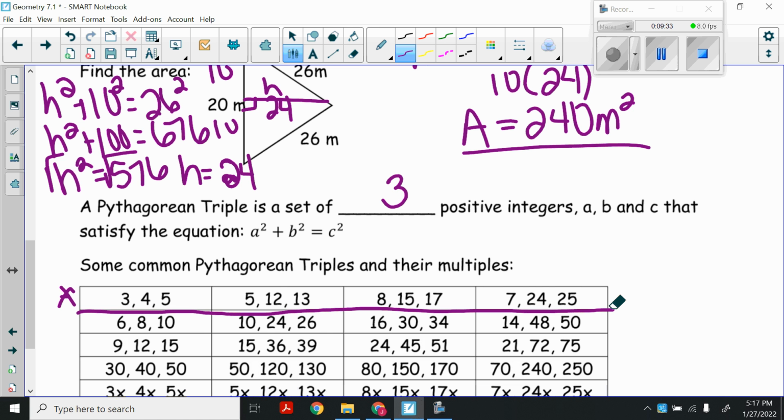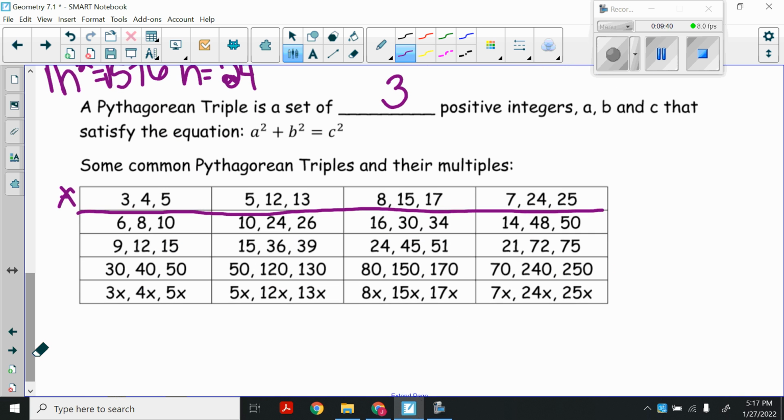so it says 3, 4, 5, and then below it, it says 6, 8, 10, 9, 12, 15, 30, 40, 50, and then notice at the bottom it says 3x, 4x, 5x. So that means that x is the number that they all have in common. So 3 times what number gets me 6? 3 times 2. So 3 times 2 is 6, 4 times 2 is 8, 5 times 2 is 10. 3 times 3 gets me 9, 4 times 3 gets me 12, 5 times 3 gets me 15. 3 times 10 gets me 30. 4 times 10, 40. 5 times 10, 50. So all of these are also Pythagorean triples.